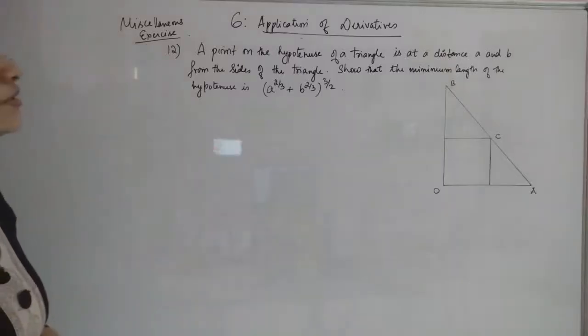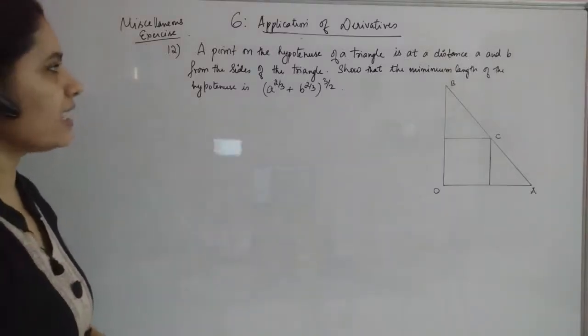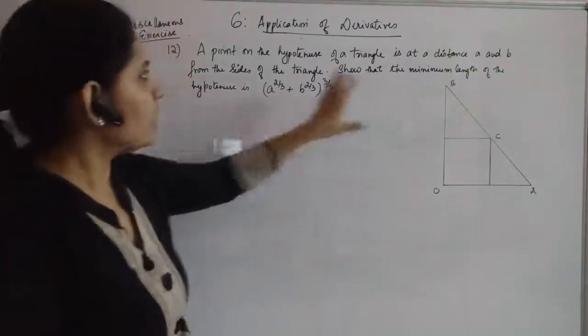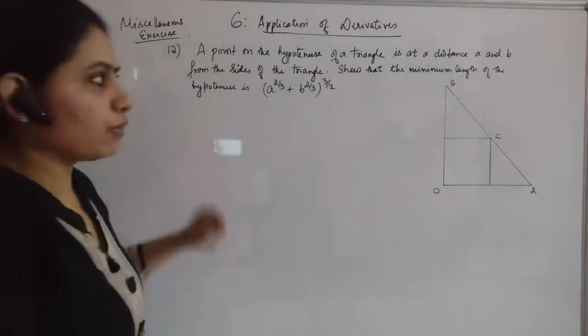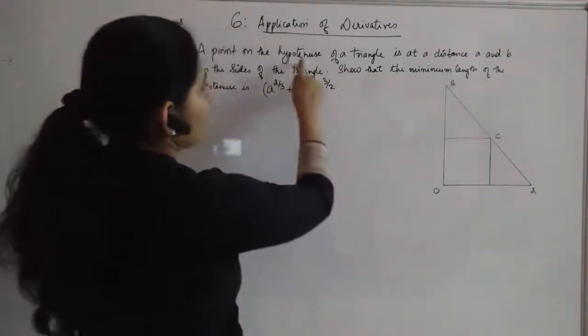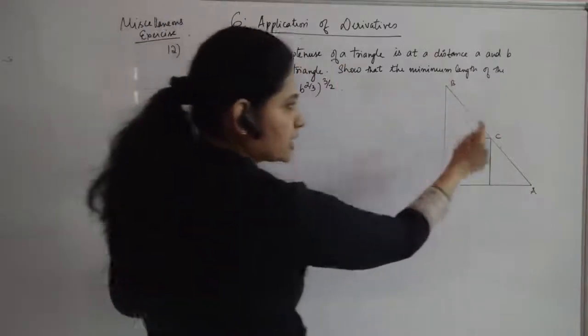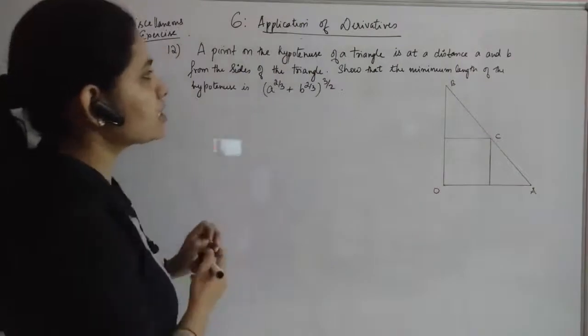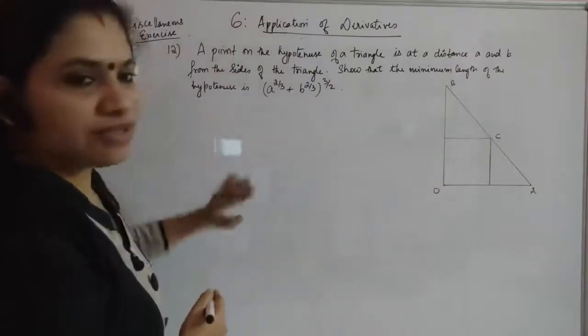A point on the hypotenuse of a triangle is at a distance A and B from the sides of the triangle. So we have taken a triangle and now we have to take a point on the hypotenuse of the triangle. So OAB is the right angle triangle which we have considered, and the hypotenuse has a point which we need to take. So I am taking C as the point on the hypotenuse so that it is at a distance of A and B from the other sides.